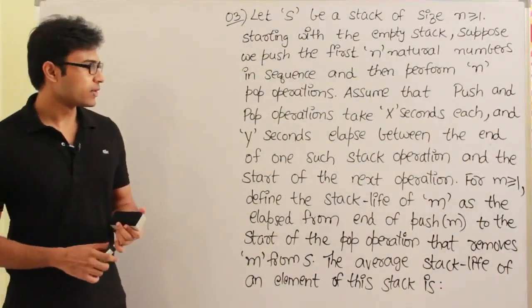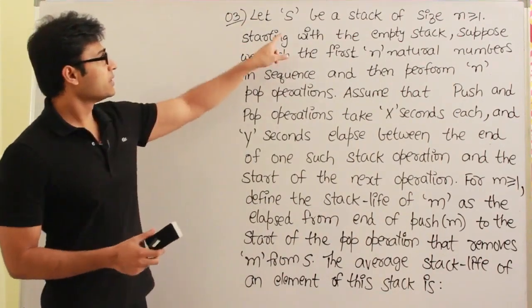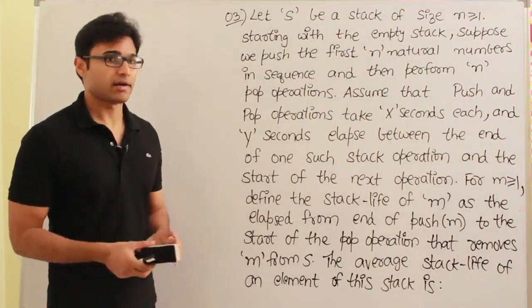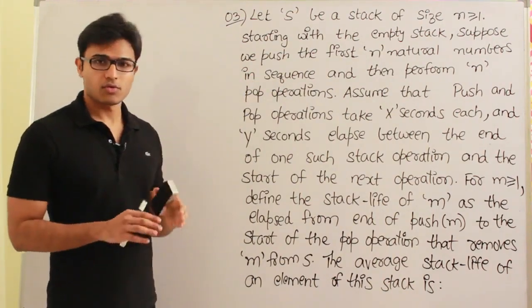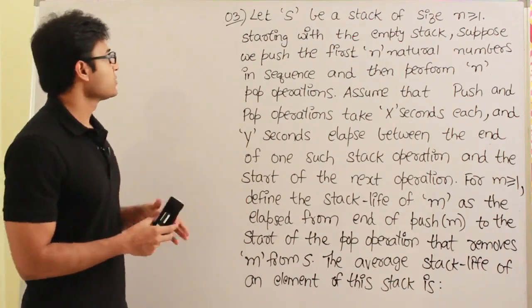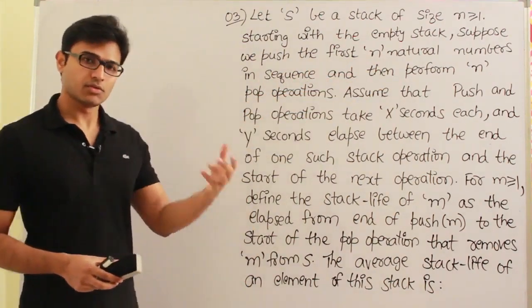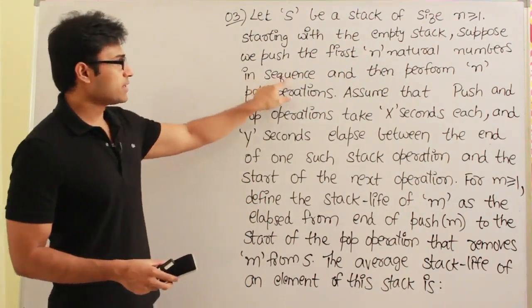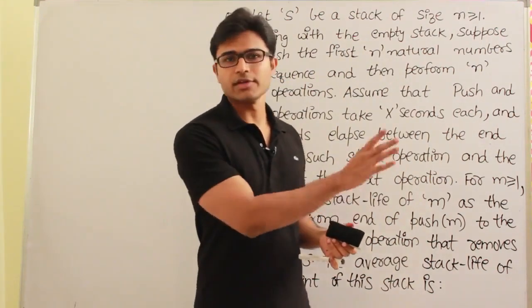This question is given in GATE 2003. They are saying this. Let S be the stack of size n greater than or equal to 1, which means there is a stack. Okay, and then starting with the empty stack. So initially there is nothing in this stack. Suppose we push first n natural numbers, which means into this stack we are pushing all the natural numbers in sequence. What I mean by in sequence is 1, 2, 3, 4, 5, 6, so on to n.